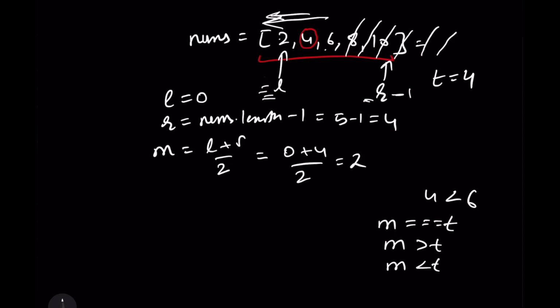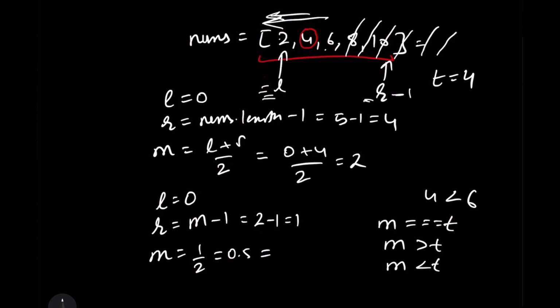In that case, we will keep our left as it is, which is 0 right now. We will decrease our right and give it a value of mid - 1. Currently mid is 2, so 2 minus 1 equals 1. So the current mid value will become 1 divided by 2, which is 0.5, which will become 0 because in our case we can't have 0.5.